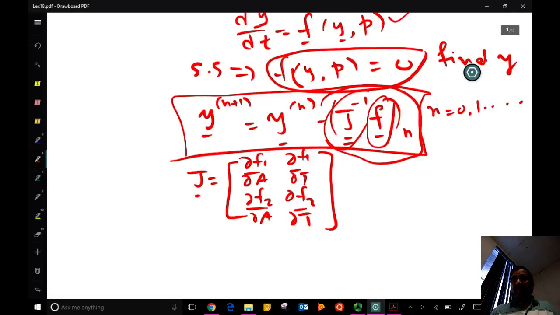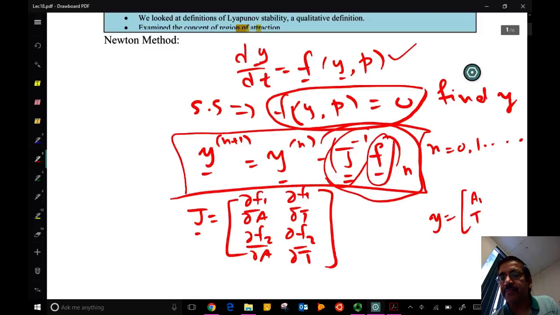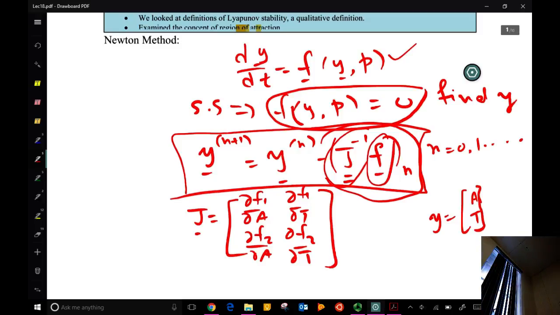So the iteration n equal to 0 means you need to give the first initial guess, right, for y, which consists of a and t. You need to give it the first initial guess. Okay, and you will see all this in the code that I'm going to show you at the end. So you provide an initial guess, take that guess, plug it into the functions, calculate this, plug it into the Jacobian, the derivatives, 2 by 2 matrix, evaluate that. Then evaluate this product from the initial case, subtract that, that's your next guess.